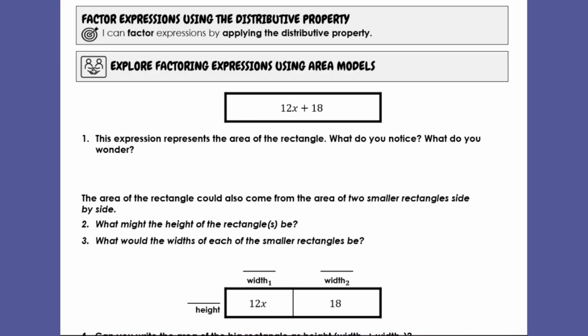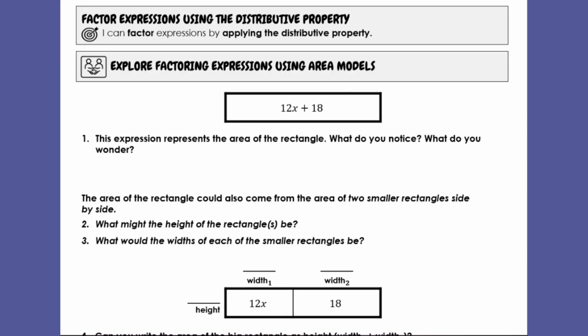So essentially factoring means that we're undistributing. We are working backwards, meaning that if you look at this big rectangle, there's an expression inside that says 12x plus 18, and that represents the area of the big rectangle. So thinking, like, just kind of pausing, what do you notice? What do you wonder? You can pause the video.